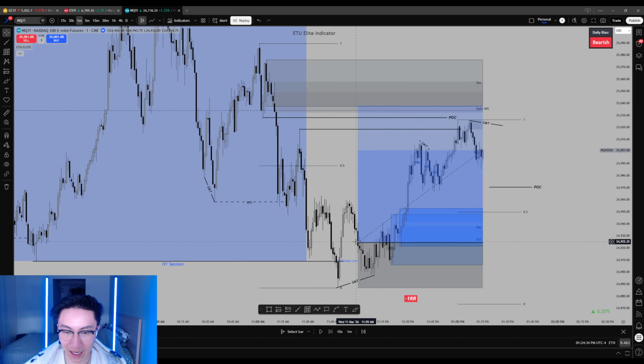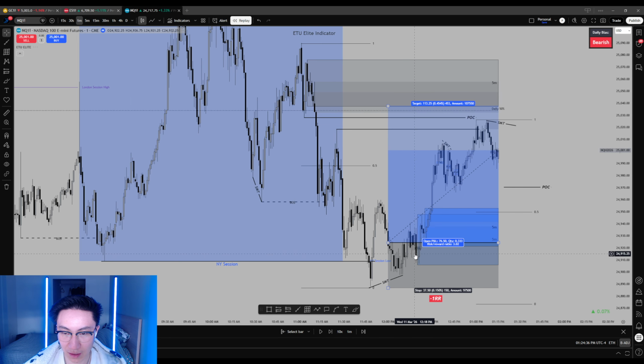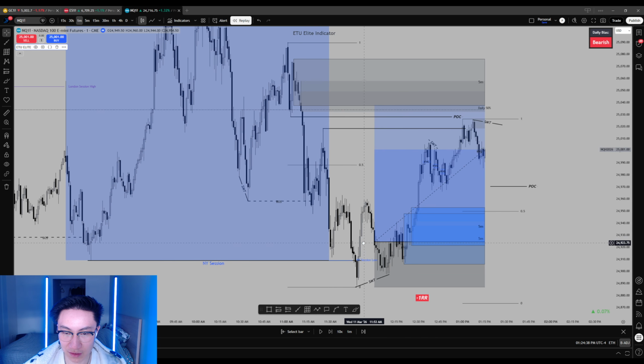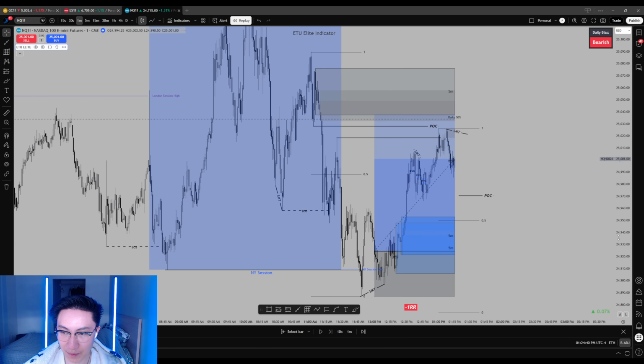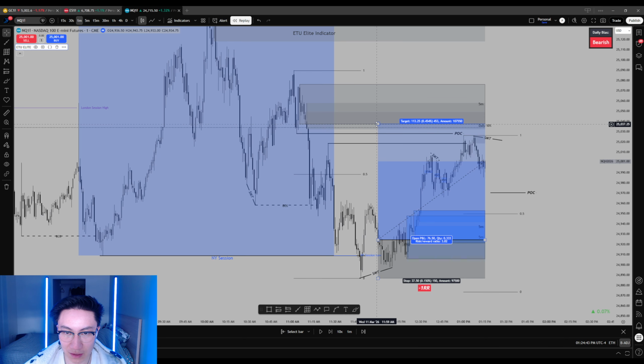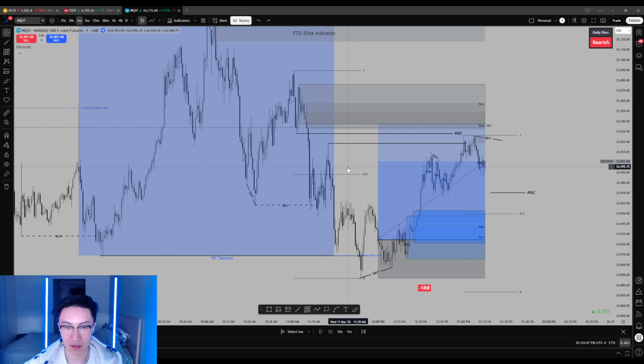But this is the point where I have my entry model, I took my trade, and unfortunately, stuff happens. You know, it is what it is, and there's not much you can do about it because my target here was very close to getting hit. I think ES might have hit the target, creating an SMT with ES.